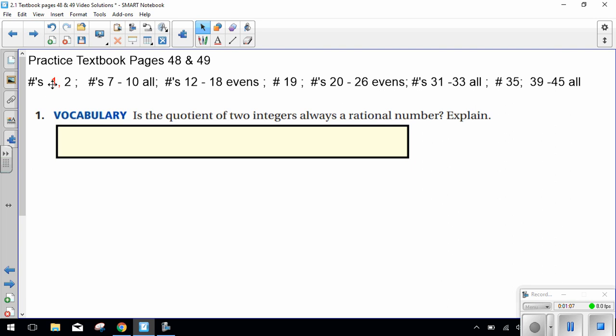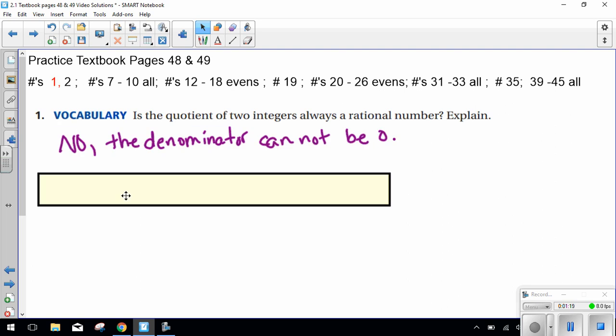So the number that we'll be working on will be highlighted across the top. So we are working on number 1. The question is: is the quotient of two integers always a rational number? And explain. So here's my solution. The solution is no, the denominator can't be 0. 0 is an integer. Every other time will be yes. If I'm using the integer 0 as a denominator, the answer is no.